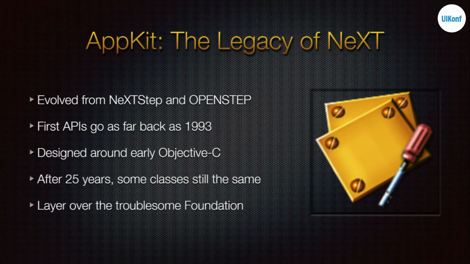For those of you who are not familiar with the history of macOS itself, AppKit was here. macOS evolved from the NeXTSTEP OS and OpenStep API that NeXT was developing in the early and mid 90s. AppKit itself goes back that entire way. It was designed for the original form of Objective-C, which was based very heavily on Smalltalk in turn. And a lot of things haven't changed in all that time.